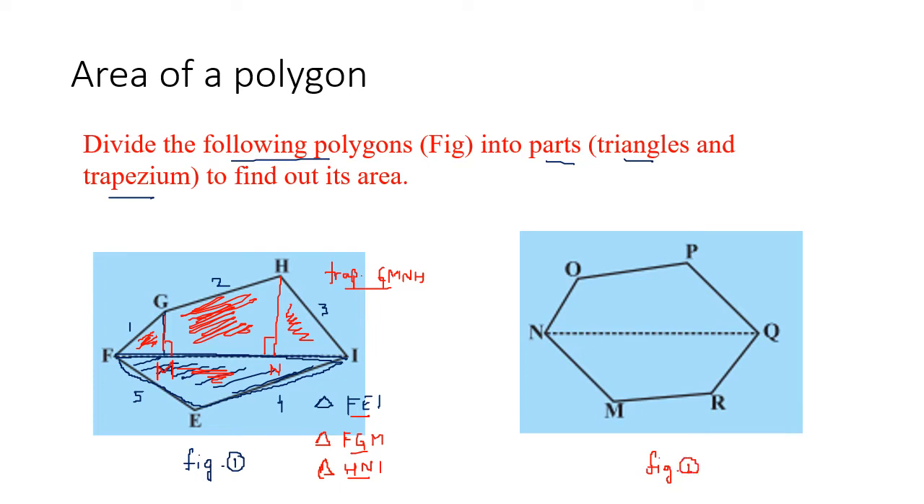So have you tried it? Let us see what your answer is. So first thing what we are doing is first we draw diagonal NQ, a convenient diagonal NQ whose measure must be given. Now there are 1, 2, 3, 4, 5 and 6 sides here. So this is a hexagon.